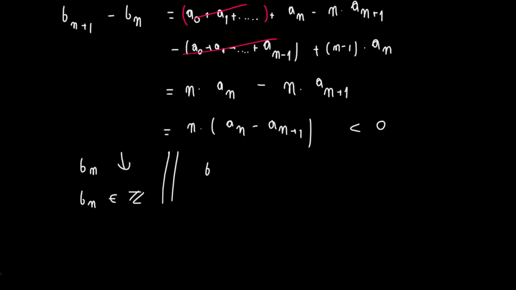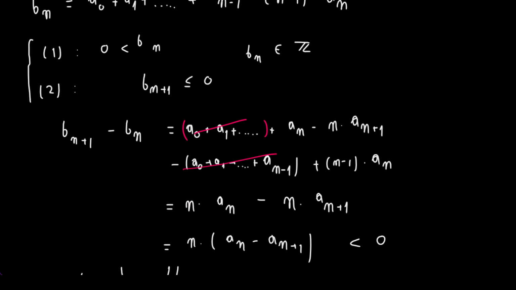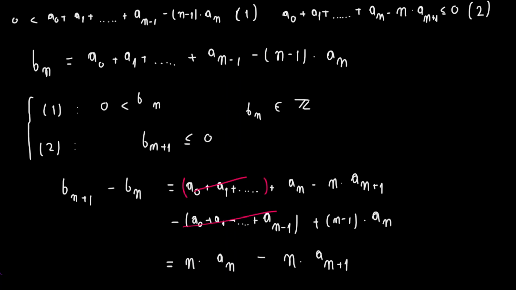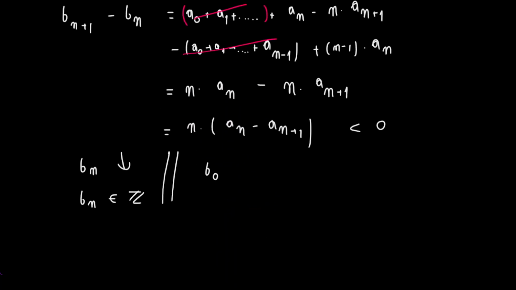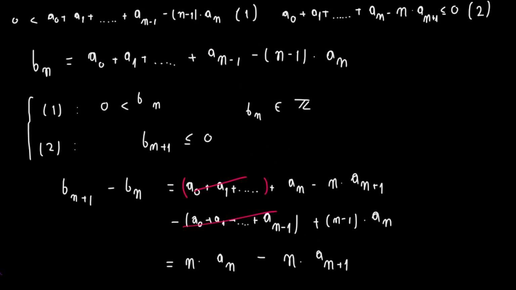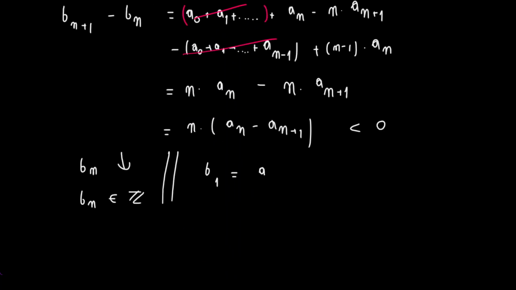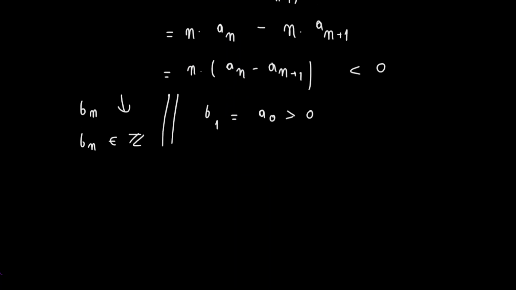Also, when I'm looking at b_1, when I look at b_1, it is a_0, which is a positive integer, so b_1 is bigger than 0. And right now, let's try to think of the next scenario. So b_1 is bigger than 0, but we have b_1 bigger than b_2, bigger than b_3, bigger than b_4, and so on.